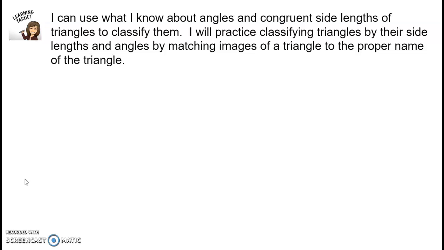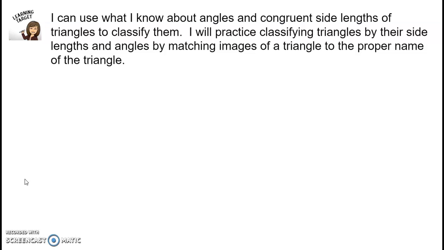Okay, so the past few days we have been learning about how to classify triangles based off of their angles as well as their congruent side lengths. And today we are going to put those two skills together and classify them based off of both their angles and congruent side lengths. So our learning target today is: I can use what I know about angles and congruent side lengths of triangles to classify them.